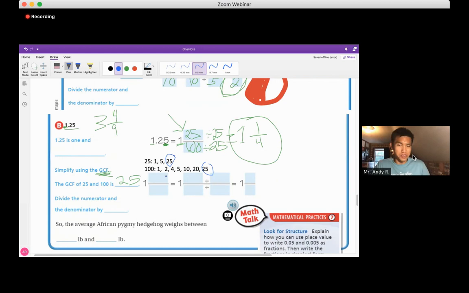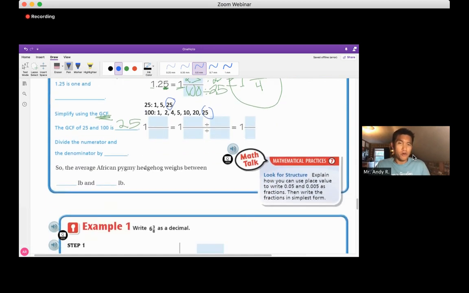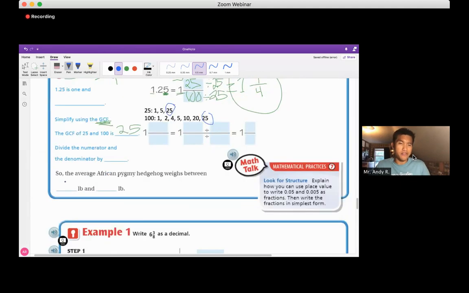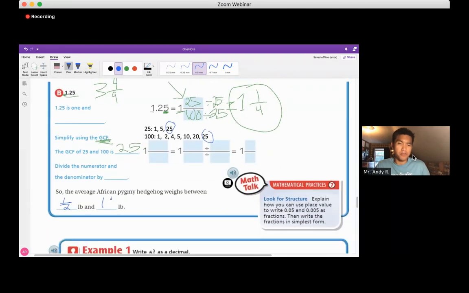Okay, so we got the answers. The first one was 1/2. And then the second one is 1/4. So the average African pygmy hedgehog weighs between 1/2 and 1/4.